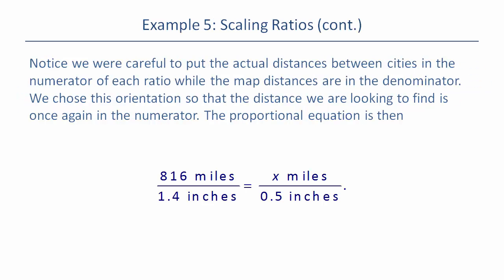So we set up our ratio of 816 miles per 1.4 inches is equal to our unknown x miles per 0.5 inches. Now, could you have set it up the other way? Could you have done 1.4 inches per 816 miles equals 0.5 inches over x miles and get the same answer? Absolutely, 100% the answer is yes. It would not have mattered at all.